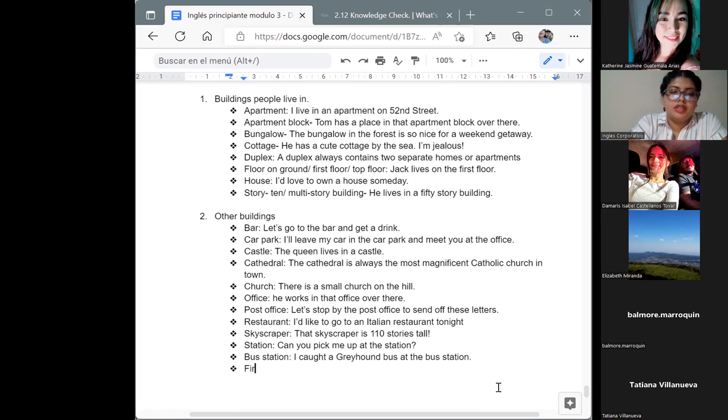Fire station. La estación del fuego. Oh, no, it's not the, la estación del fuego. Este es el de los bomberos. What will we do without the fire station?